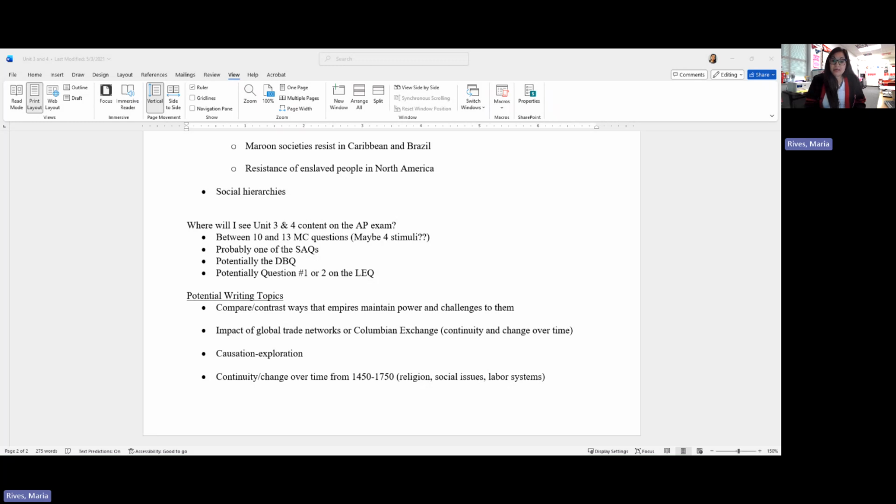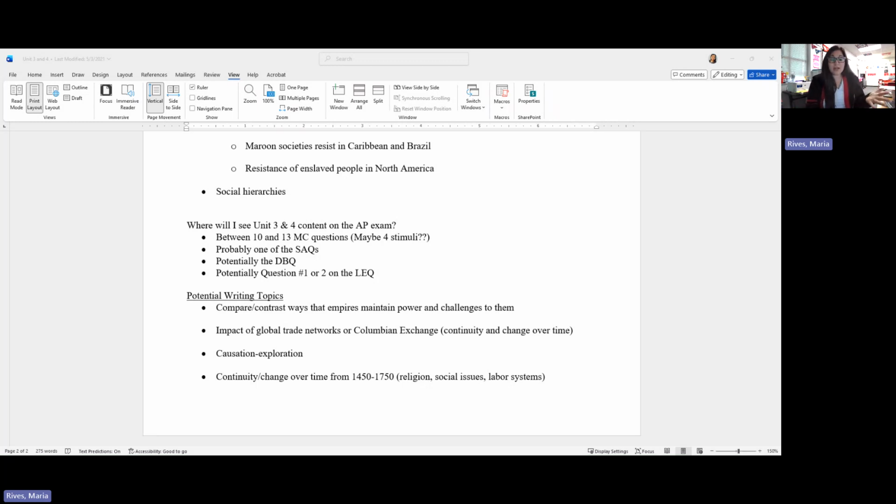And it could potentially be either question 1 or 2 on the LEQ. And actually, I think it's question 2 or 3, because on the AP exam, DBQ is question 1. Then the first LEQ is number 2, the second LEQ is labeled number 3, and the third is labeled number 4. So it actually could be question 2 or 3 on the LEQ.